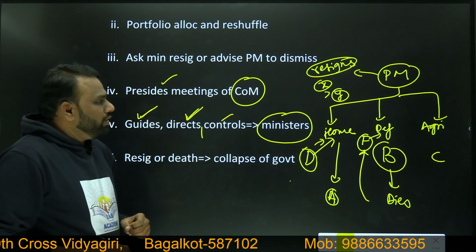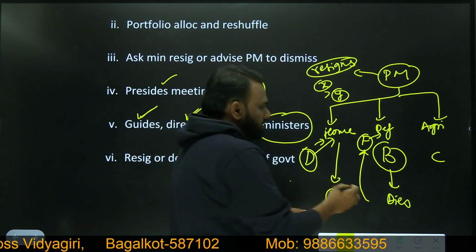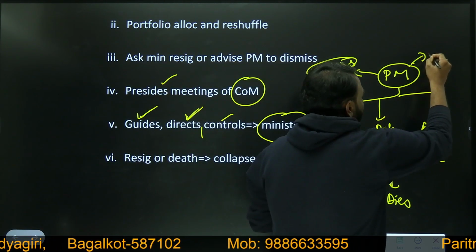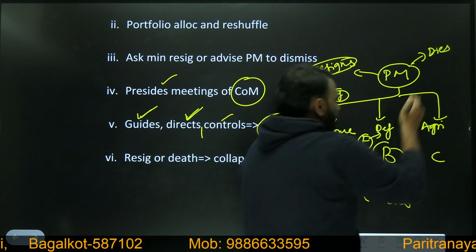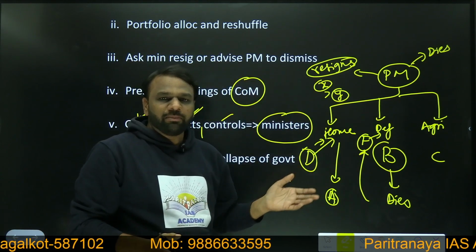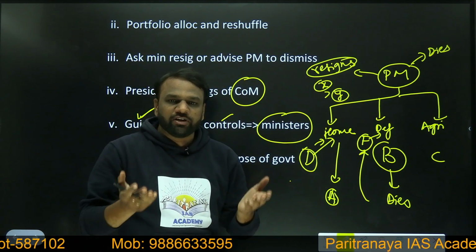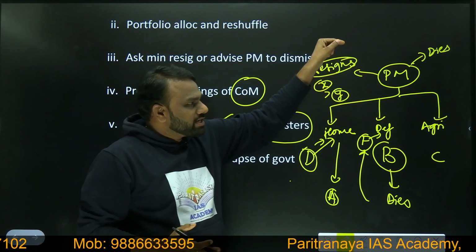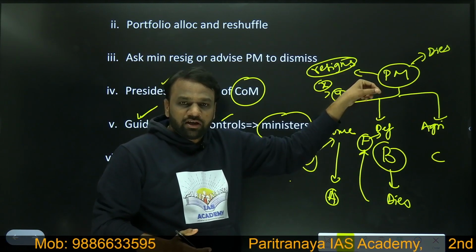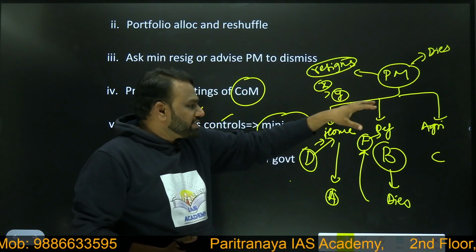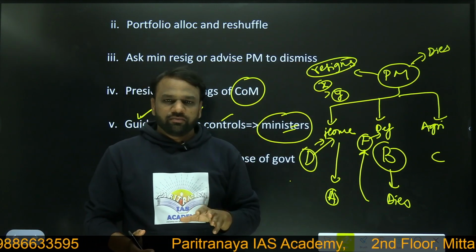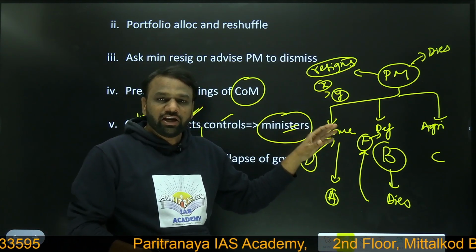Okay. So next, similarly, if the PM dies. As we took an example with a normal minister, when a normal minister dies, he will be replaced by another minister. It will not make any difference to the Council of Ministers. But when a sitting Prime Minister dies, it is equivalent to the resignation of the entire Council of Ministers.